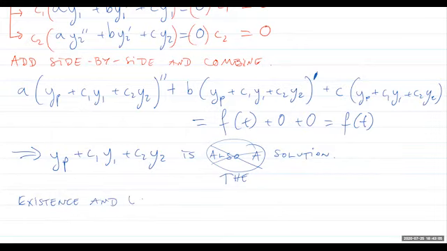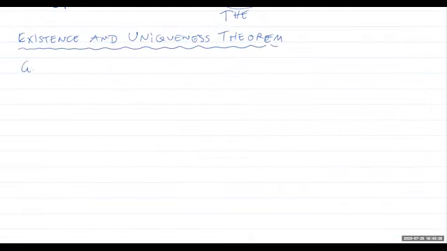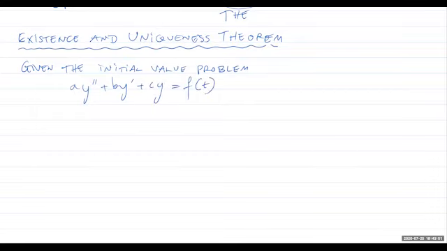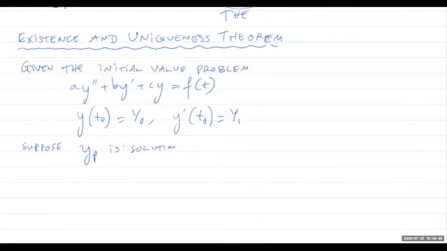That's what the existence and uniqueness theorem says. It says, given the initial value problem where the equation is a y double prime plus b y prime plus c y equals some function of t, with initial conditions on y at some time t0, and y prime at the same time t0, and suppose there's a y sub p that is a solution to the non-homogeneous version of the equation, we call it the particular solution. The particular solution is a solution that plugs in and gives us the non-homogeneous version.